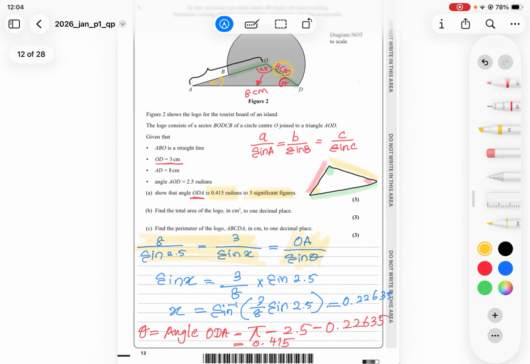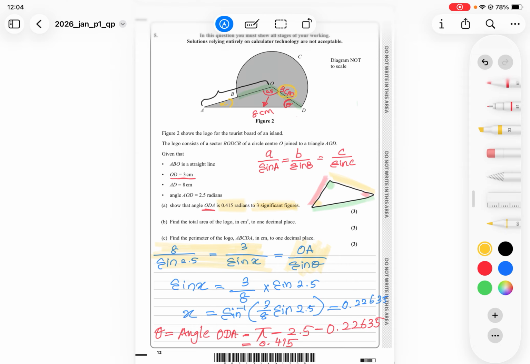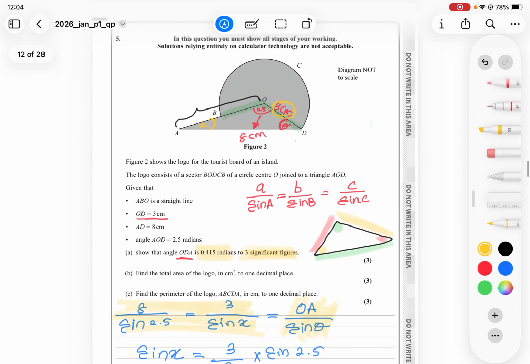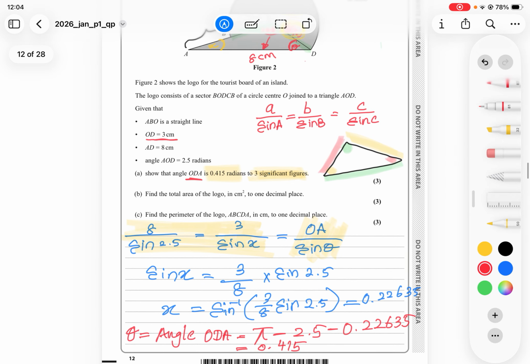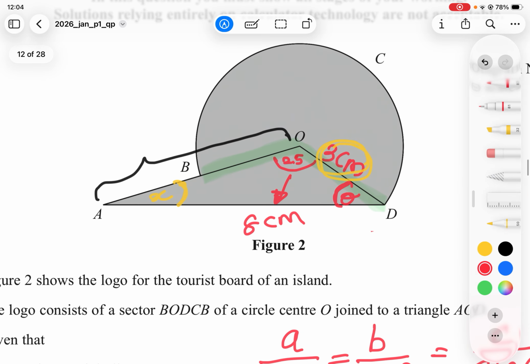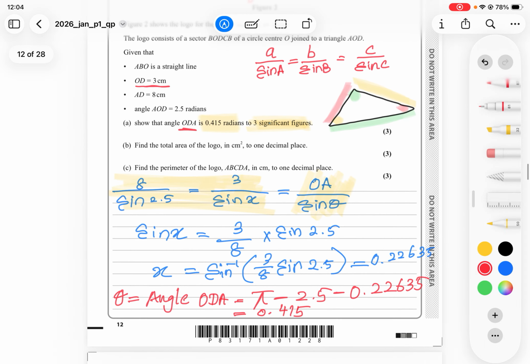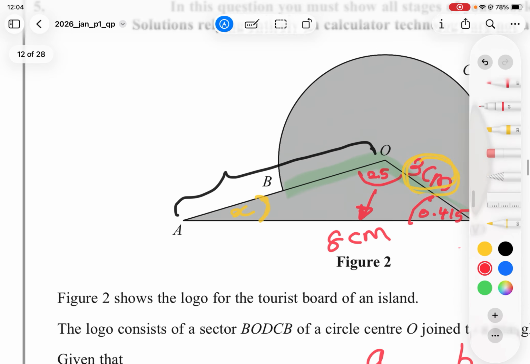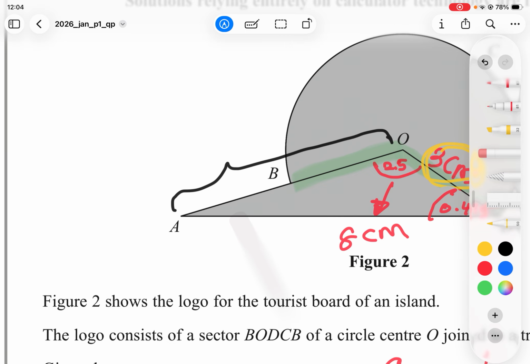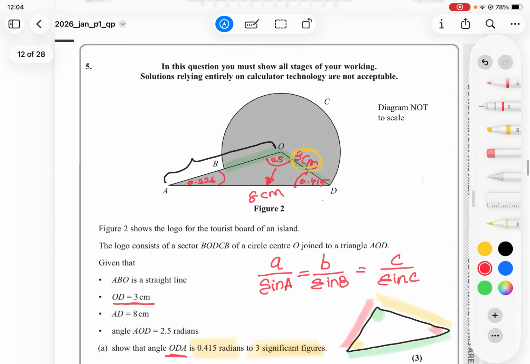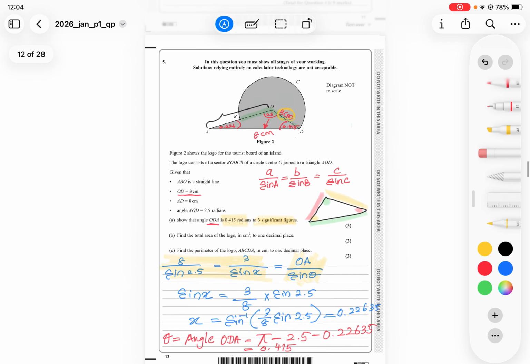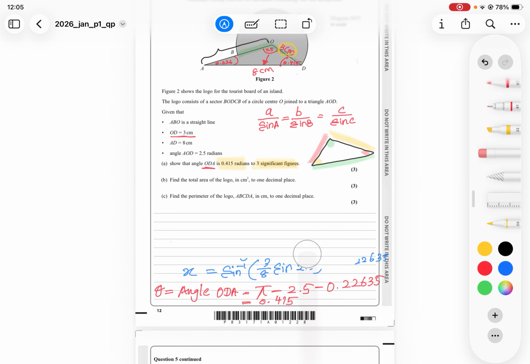So this is the information for part A. Let's note down the information that we have here. This is 0.415. This other angle was 0.226. Okay, so these are the pieces of information that we have by now. Let's erase part A. Now let's read part B.